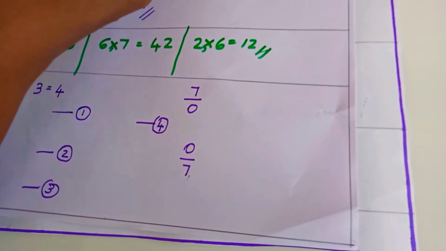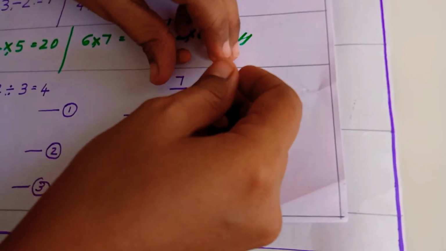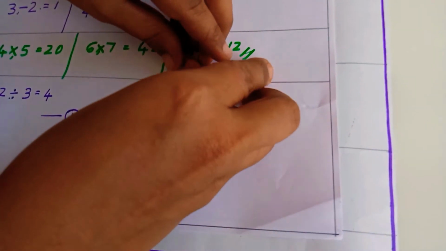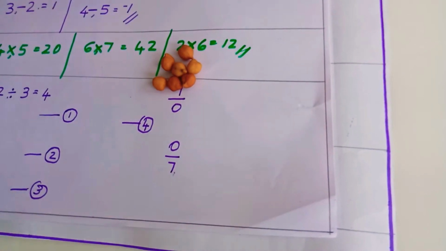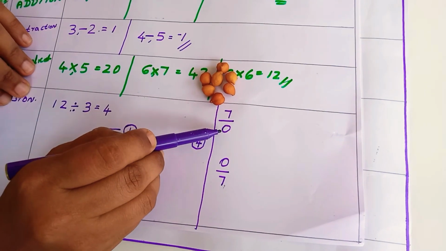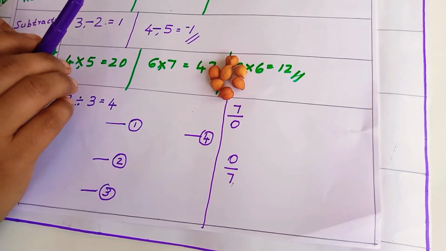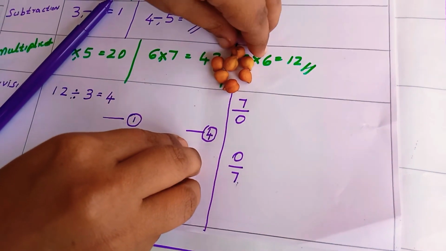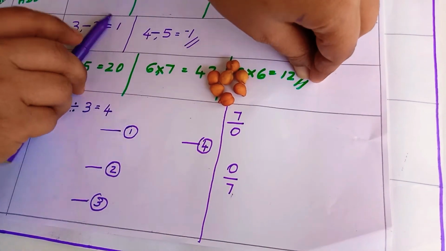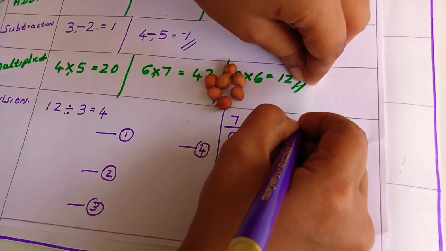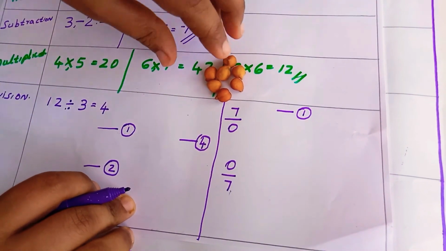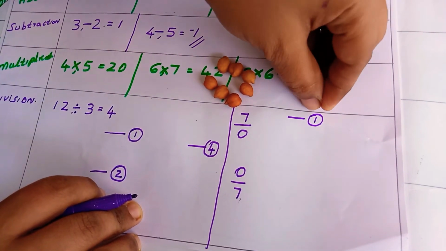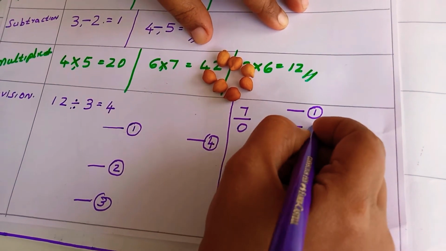See, 7 chanas I am keeping here. 7 divided by 0 means, from the meaning of division, division means repeated subtraction. I have to subtract 0 from this 7. See, I am taking 0 chanas to here and I am writing here as this is one time of my taking. Again I can see more chanas here. Again I am taking 0 chana and keeping it here. I am writing it as 2 times.